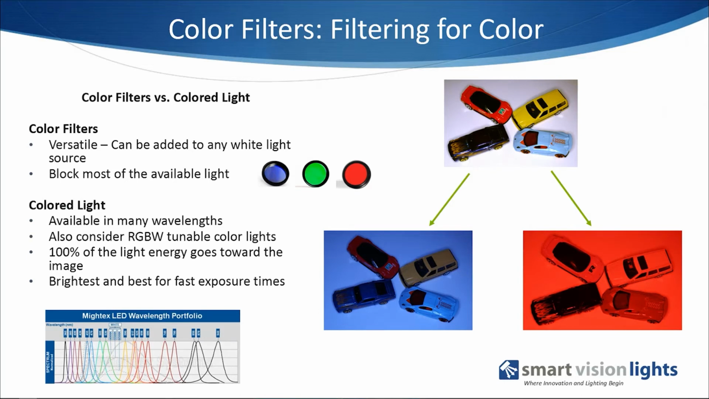Moving on to the next topic, let's talk about using filtering for color. Color filters versus colored light, there's two different techniques here, and there's some pros and cons to both. Color filters are very versatile. They're cheap. You can screw them on the front of your camera lens, and you can turn any white light source into a colored light as needed.